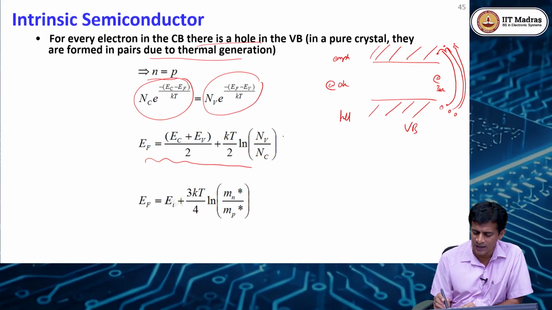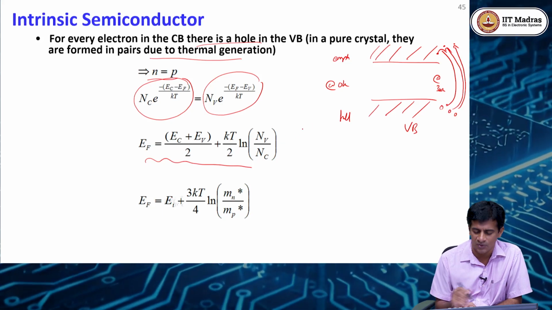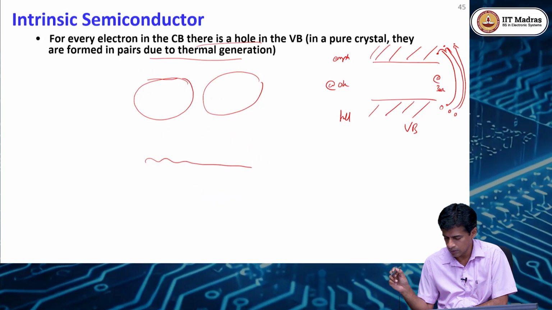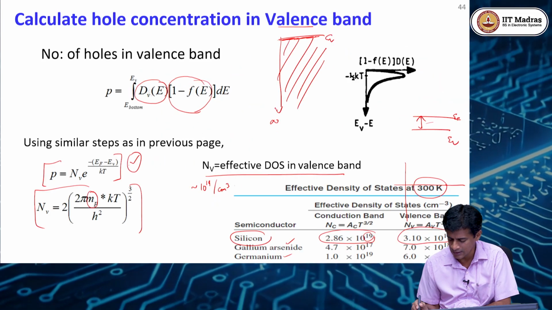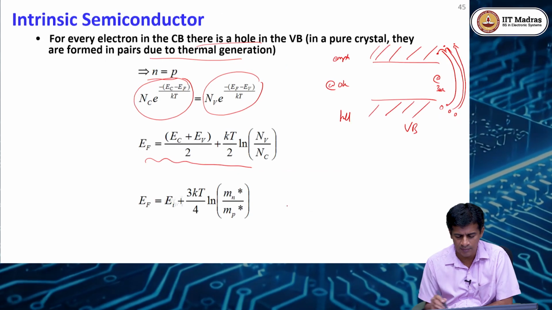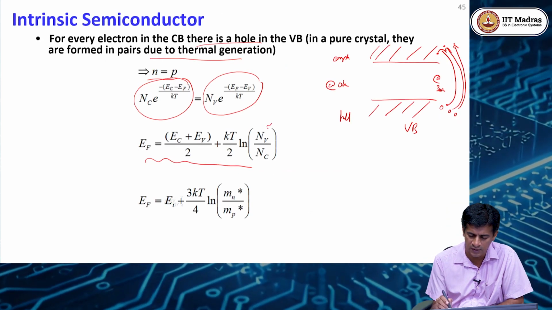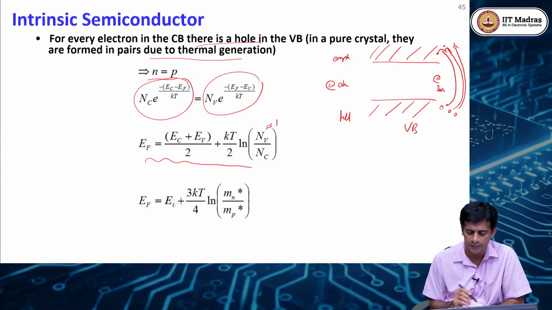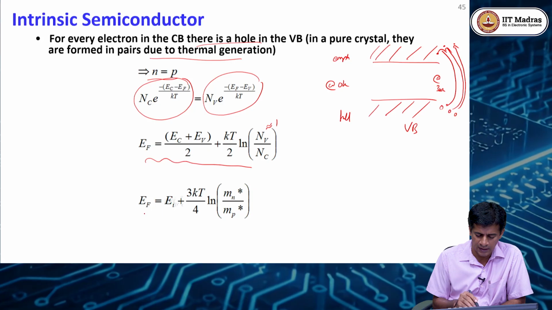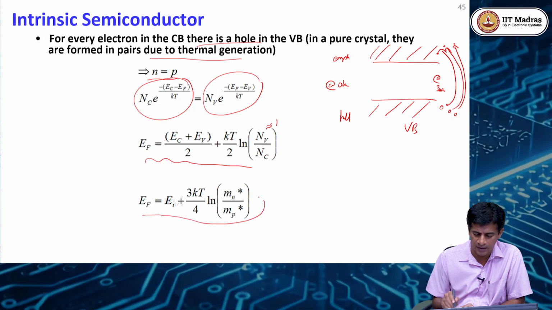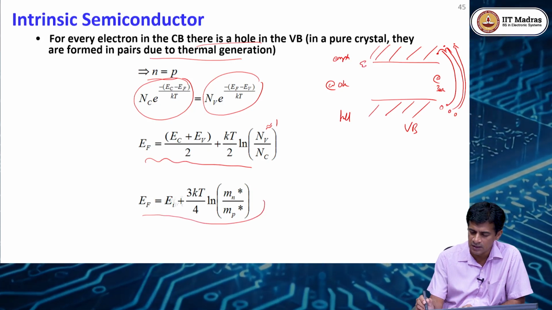We saw that NV and NC are very close. If you look at this number, they are around 2.863, which is very small. So this term is very close to 1. Then the Fermi level can be written like this, with EC plus EV, where this is EC and this is EV.